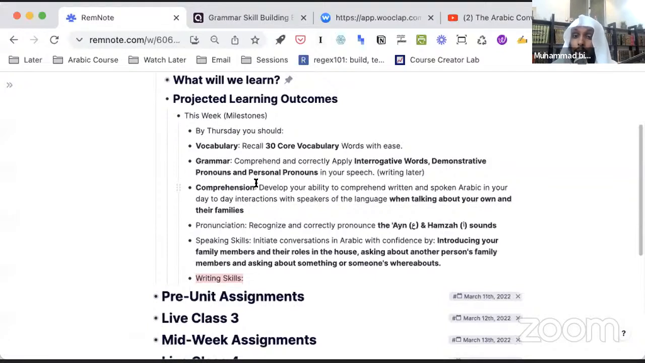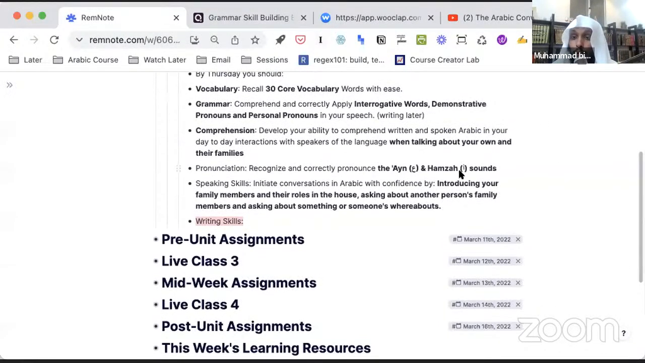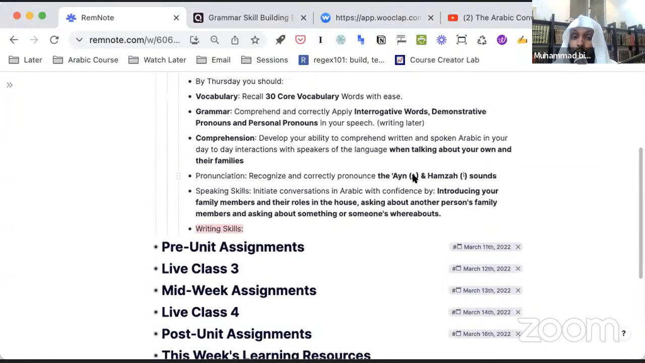In terms of grammar, you're going to learn how to apply the interrogative words, the new ones we're going to learn, and the demonstrative pronouns and the extra personal pronouns, inshallah. And you'll also learn about verbs as well. Forgot to add that over here. In terms of comprehension, you're going to develop your ability to comprehend written and spoken Arabic in your day-to-day interactions with speakers of the language. In what situation? When talking about your own and their families, okay?